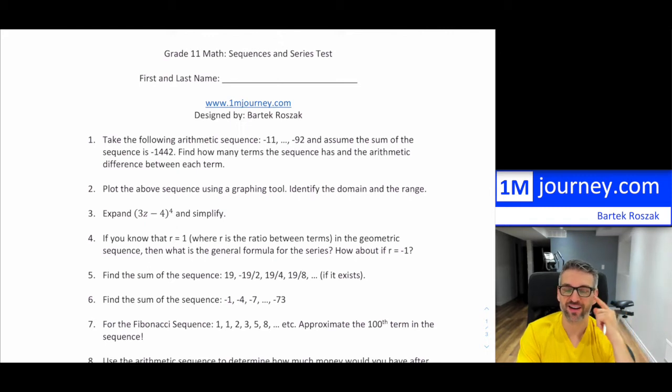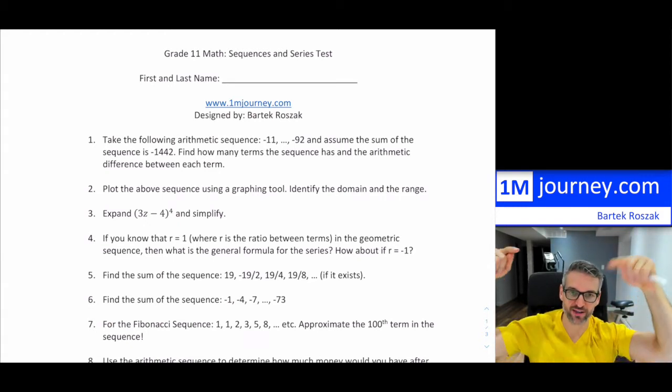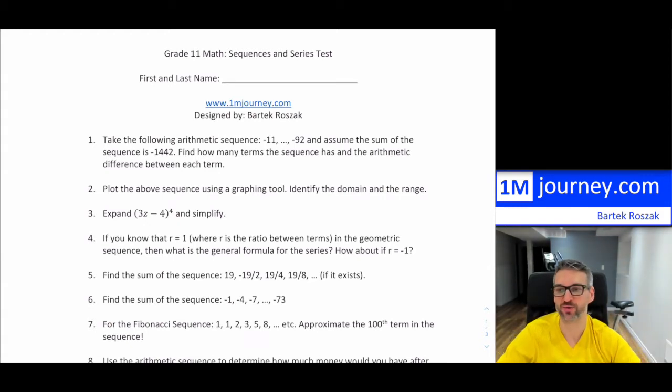All right, okay, so this is the last test that I'll do, I guess, for grade 11. And it's on sequences and series. So just as usual, you can find in the show notes the download link to the test. Try it out, come back and see how it goes.